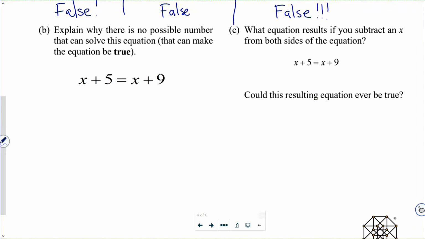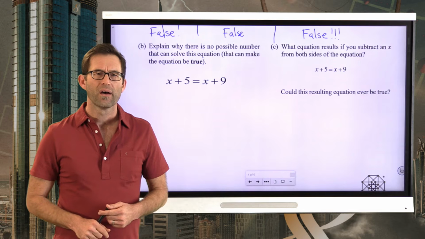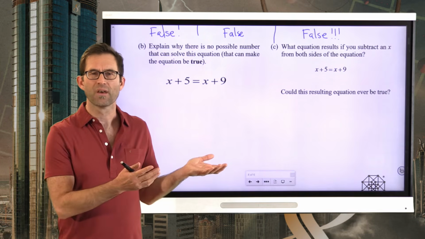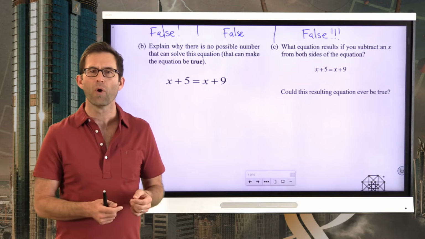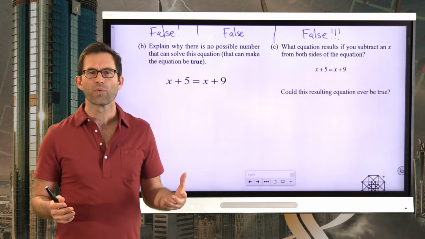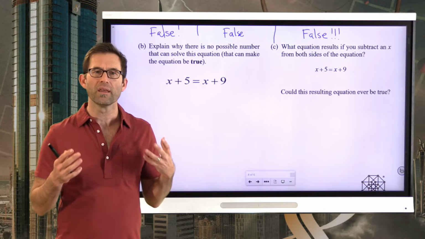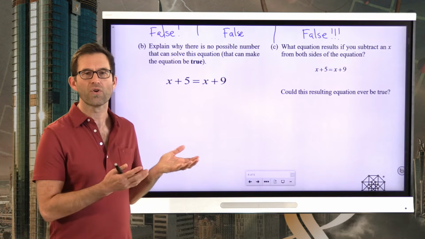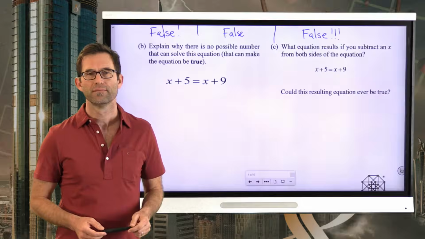Explain why there is no possible number that can solve this equation. In other words, that can make the equation true. Well, how would you explain that to somebody? Like, just think about this for a moment. You don't even necessarily have to write anything down. Just try to explain inside your own head why you couldn't have a solution to this equation.